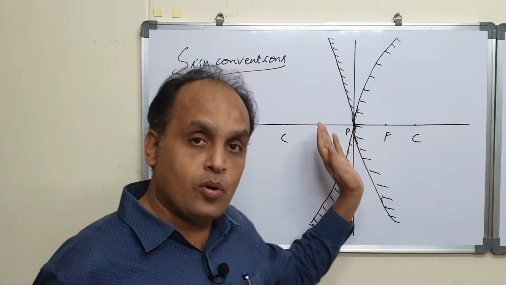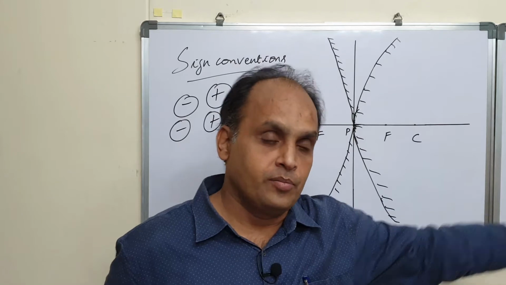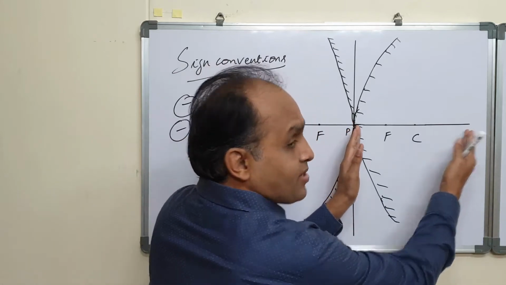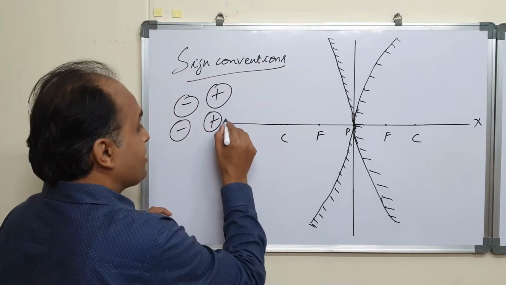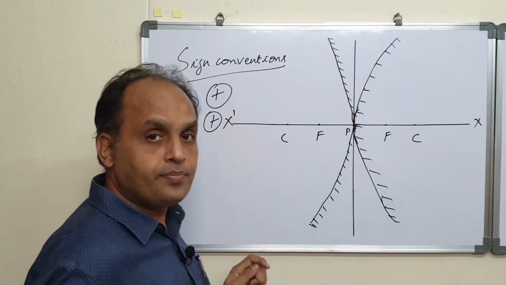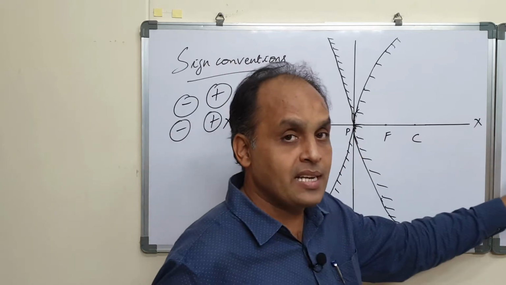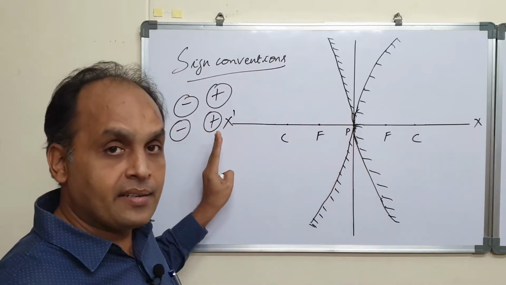All the distances from the pole on the right are taken as positive. And we know that this is the positive side of the x-axis in the Cartesian plane. This is the negative side of the x-axis. So that's why these distances are positive, I said, and these distances are negative, I said.